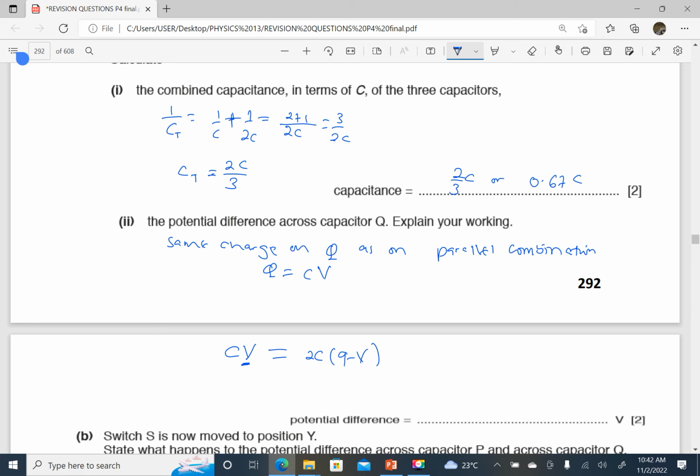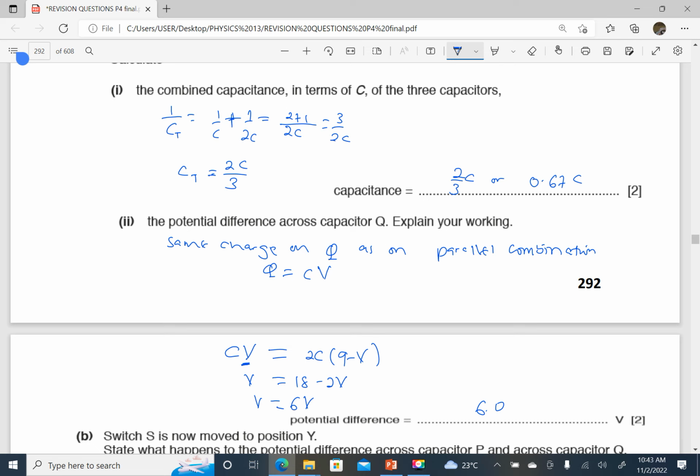So we have equated the charge on Q to the charge on the parallel combination. And when you solve this, you will notice that C cancels out, and V is going to be equal to 18 minus 2V, which means that V is going to be equal to 6 volts. That is the potential difference, and remember V is the PD across Q. So the potential difference across Q is going to be 6.0 volts.